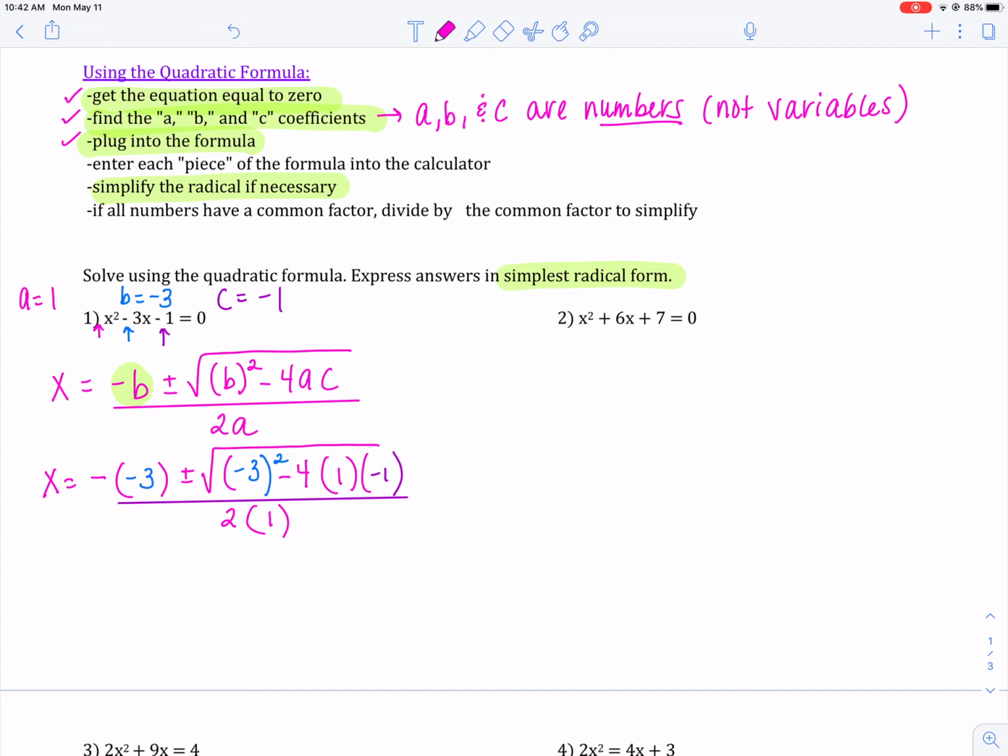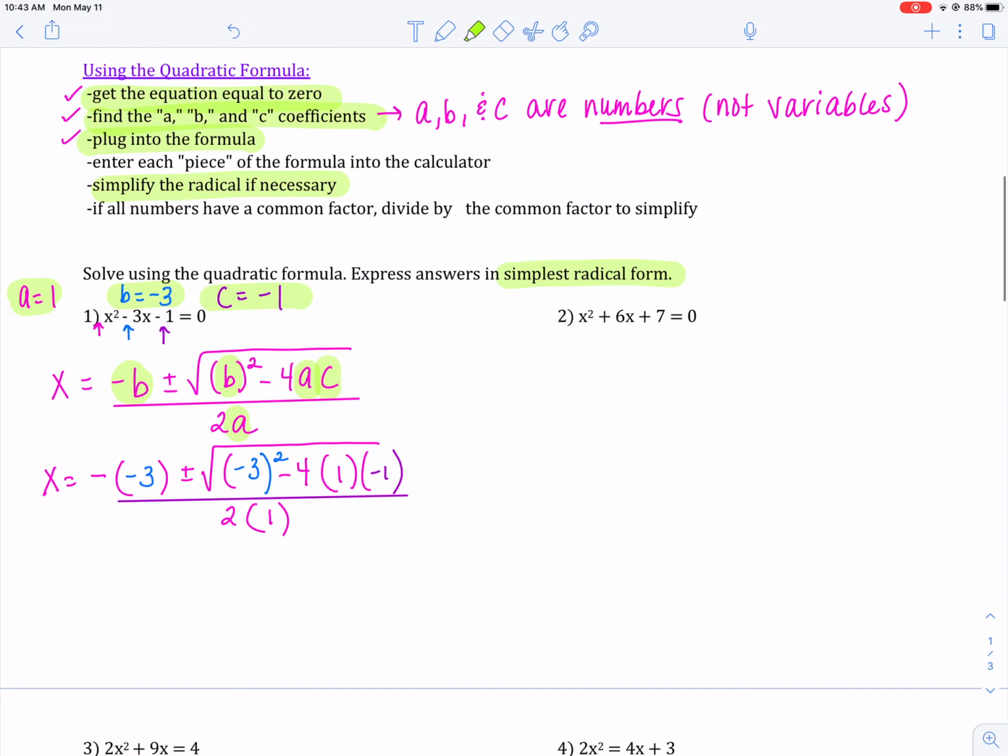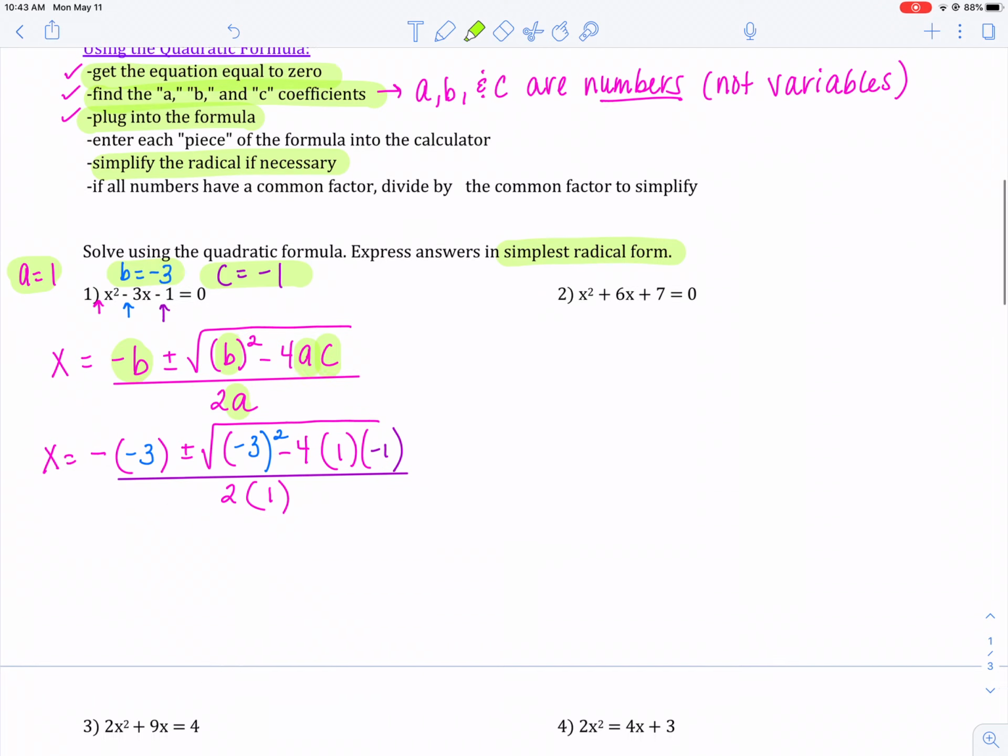We literally took out the a, the b, and the c. There's no more a, b, and c. Do you notice? There's no more letters. My b value, my a value, my c value, my a value all have numbers. Where did I get those numbers? From up here. Straight from the equation. The 1 is in front of the x squared, that's your a. Your negative 3 is in front of x, that's your b. And your c is negative 1, that's your constant term at the end.